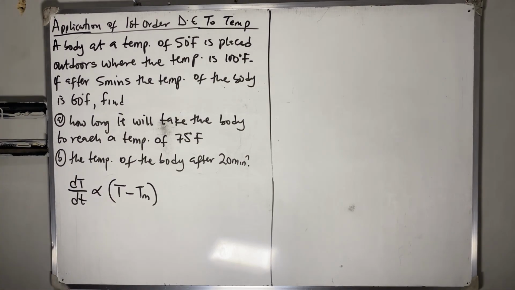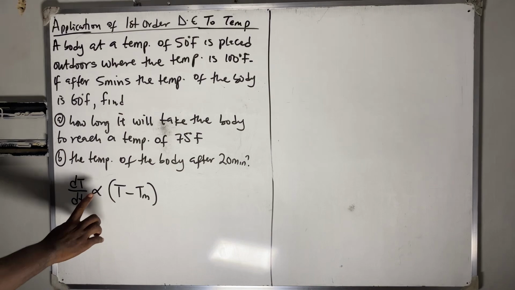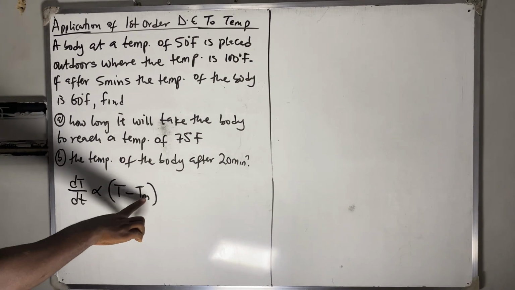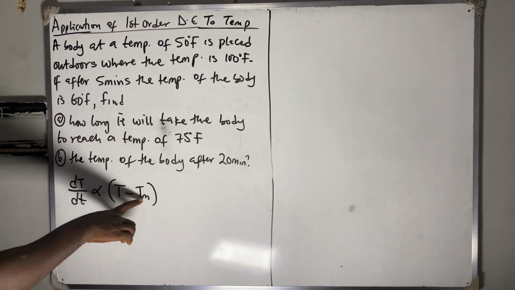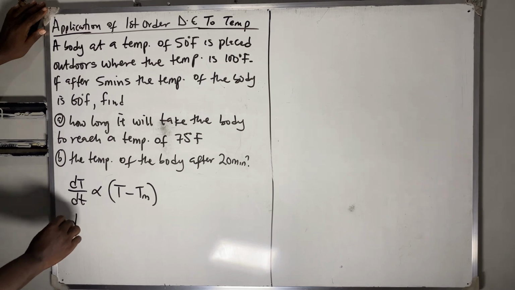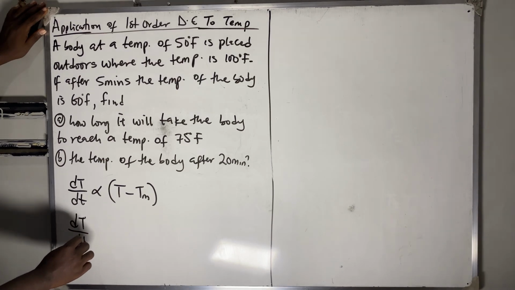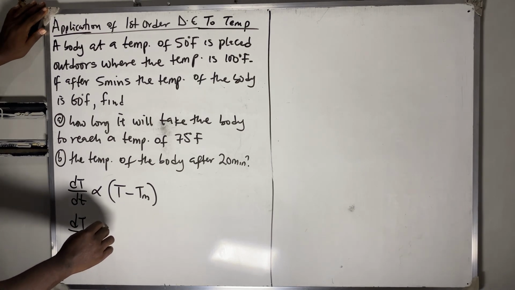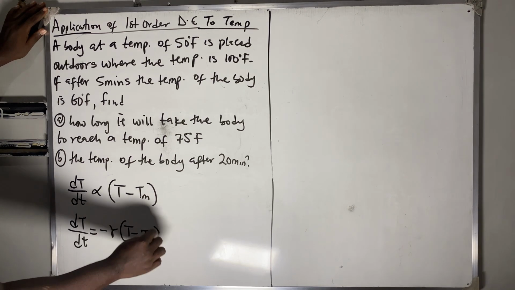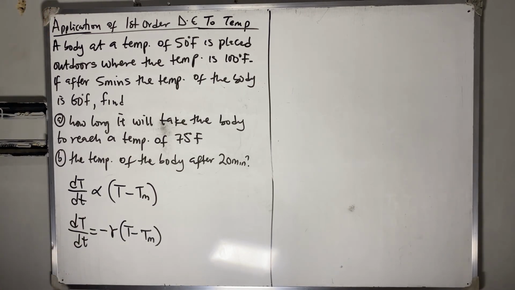If it is cooling, then this equation is correct because the temperature of the body is hotter than the temperature of the surrounding. That is why we have T minus M. If you remove the proportionality sign, dT over dt will now be equal to what? Minus r times T minus Tm. The negative sign is there because it is cooling.